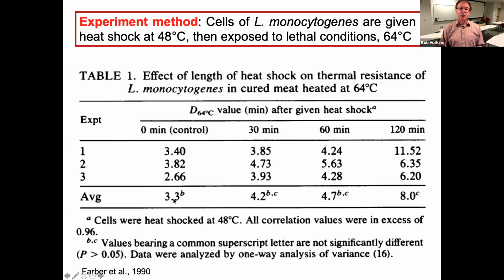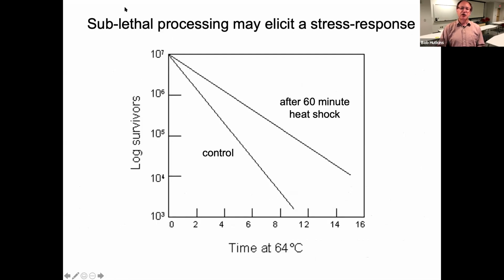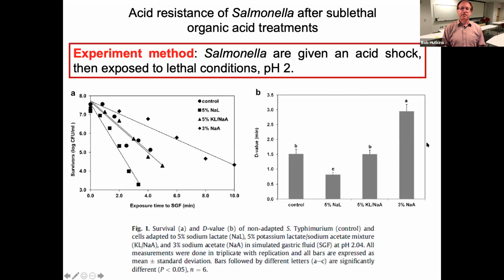The D at 64 is 3.3 minutes. If it was given a 30-minute heat shock, 30 minutes at 48 degrees, the D went up almost a minute. If it sat there at 48 for 60 minutes, it went up another half a minute. And if it sat for 2 hours, giving that cell plenty of time to induce a stress response, the D value more than doubled. And then this just shows it here on our survival curve. Control, no heat shock, with heat shock. Survival curve.